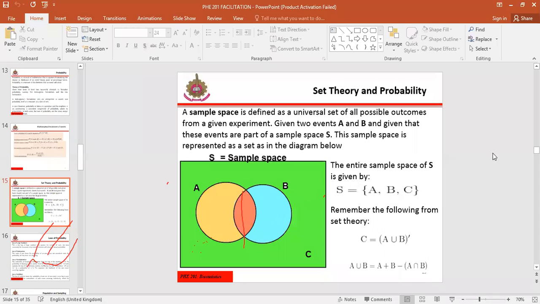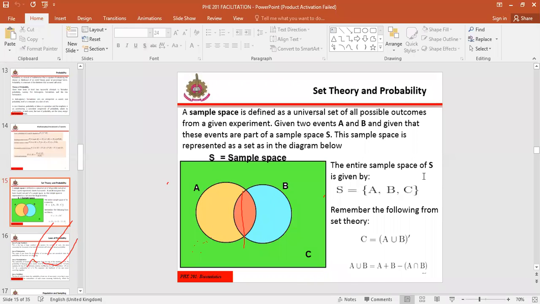Now, given two events A and B, as we have seen in this diagram, and given that these events are part of a sample space S, that is, events A and B are happening within the whole of this sample space S, then this sample is represented as a set in the Venn diagram. This is the Venn diagram that we have here below. Now, the entire sample space is what you have. You have A, B, and C.